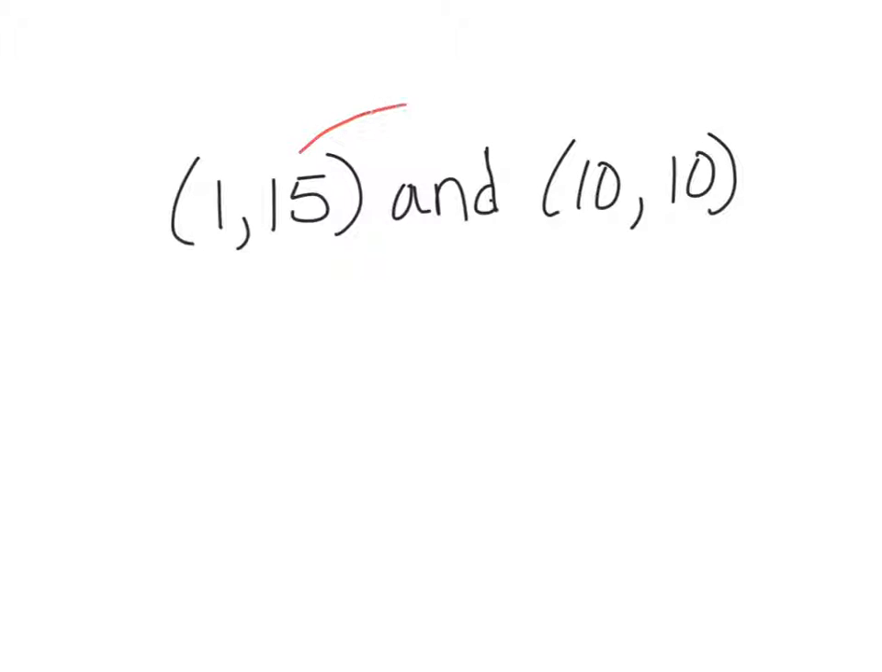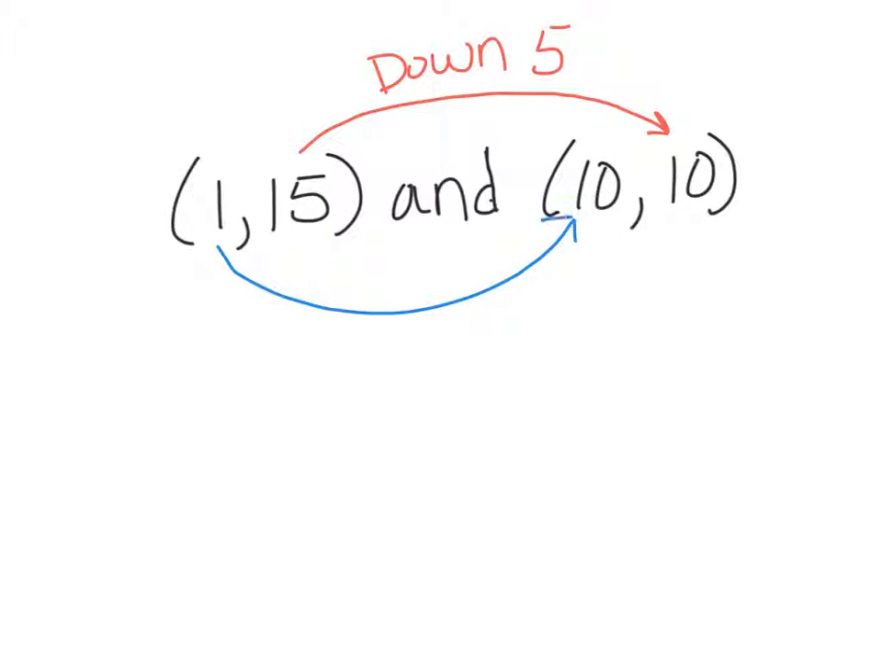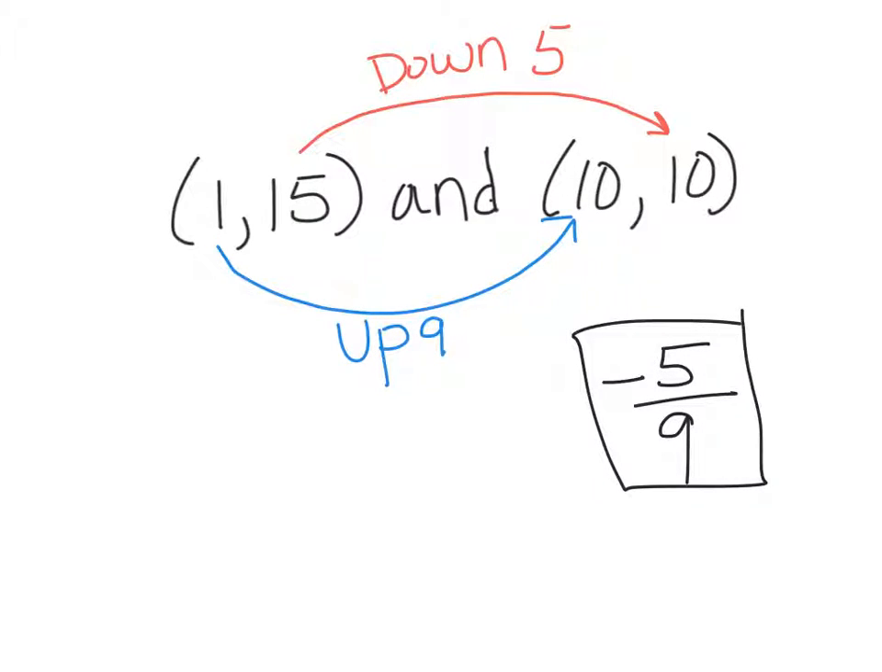I'm going to go from 15 to 10. Well, I'm going down 5. So that eventually is going to be negative 5. And then on my x values, I go from 1 to 10. Well, I'm going up 9. That's a positive 9. And so my slope is negative 5 over positive 9. Is that what you got?